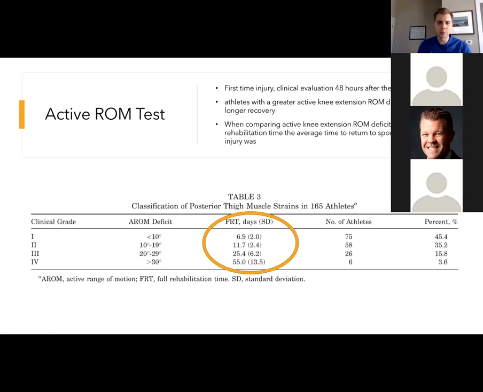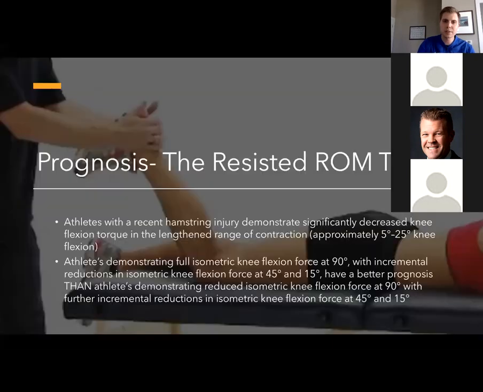We're going to detail a little bit the difference between a stretch injury, which typically takes a longer time to recover, and a sprinting injury, which typically takes less time. That has to do with the fact that it might be an injury more to the muscle tissue versus the tendon as well. The next test is the resisted range of motion test.